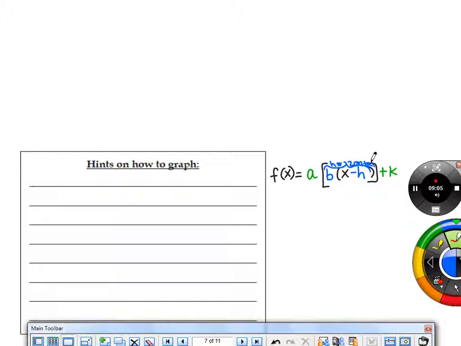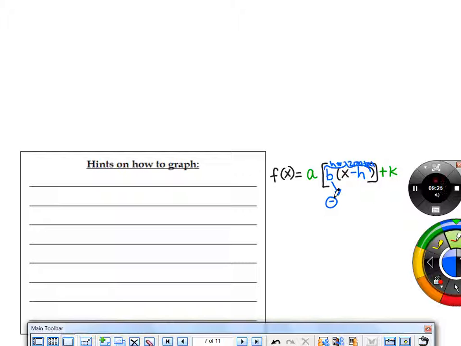Something is happening horizontally. You told me with the H, that's shifting left or right. But it can also happen here with the B. If the B is negative, what do you think happens? What happened when A is negative?